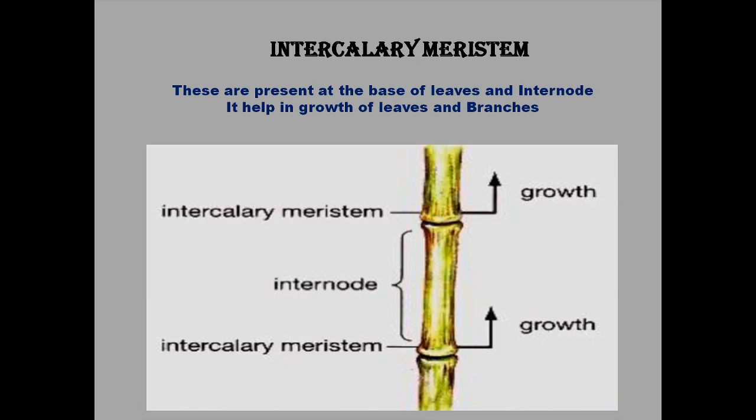Then next is the intercalary meristem. Intercalary meristems are present at the base of the leaves and in the internodal portion. It means intercalary meristems are present between the internodes. Between two internodal positions, there is a formation of intercalary meristem. These intercalary meristems help in the growth of leaves and branches.